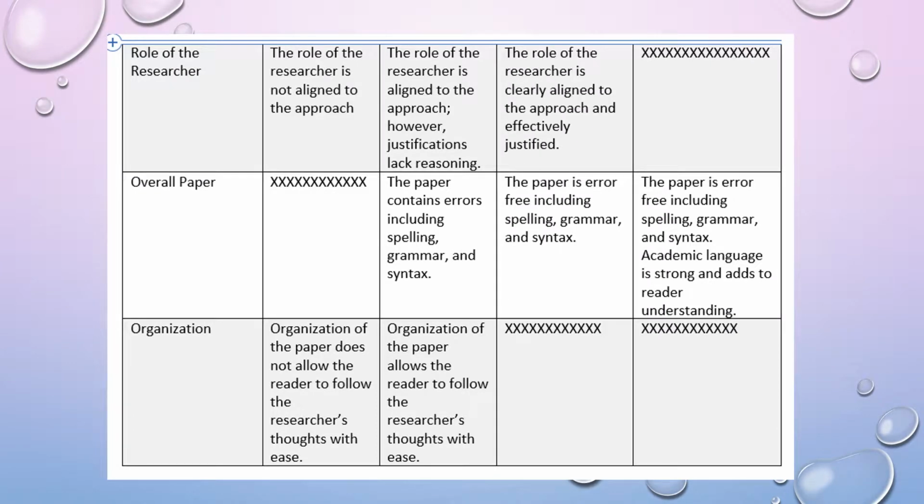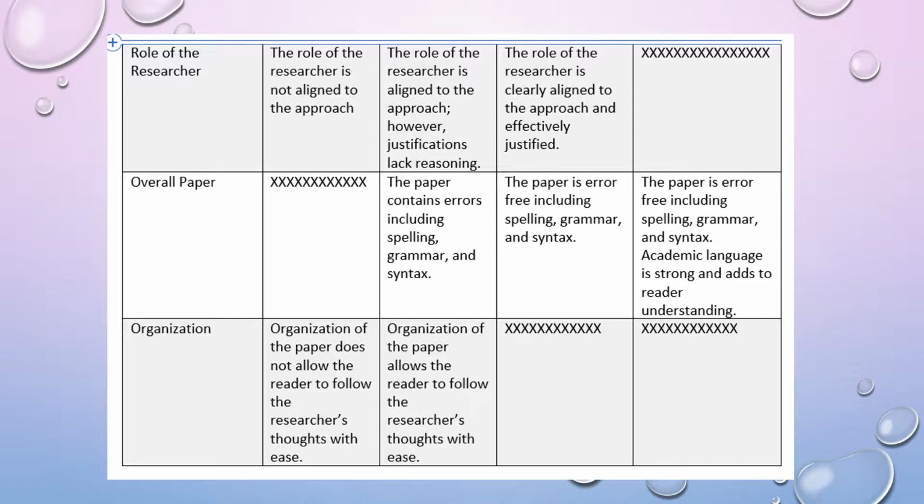Then you are going to explain the role of the researcher based upon the approach that you choose and justify that. Then I'm looking for a very well-written paper with no errors, academic language being strong, and the organizational setup of the paper so that it's easy to follow. So that's the rubric in general.